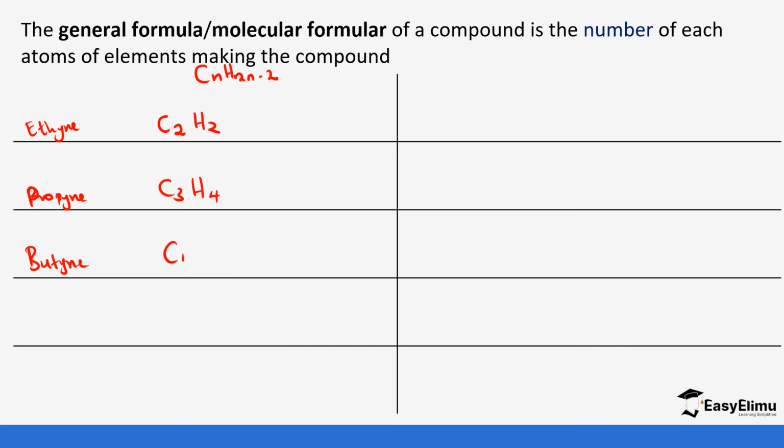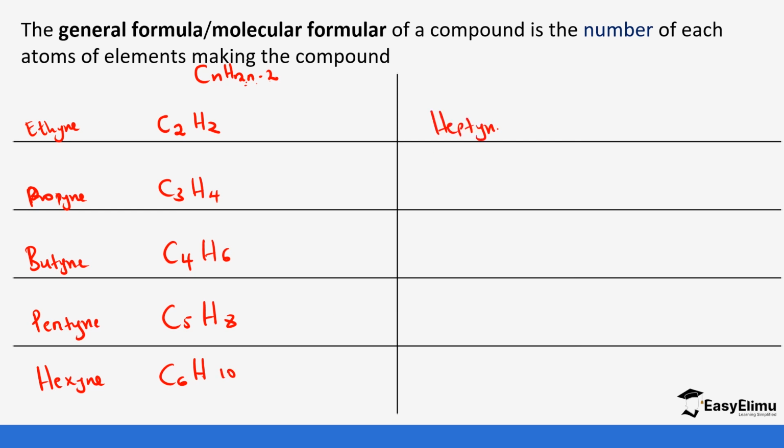And then we go to butyne, which is C4. 4 times 2 is 8. 8 minus 2 is 6. So H6. And then we go to pentyne, which is C5. So 5 times 2, 10. 10 minus 2 is 8. And then we go to hexyne. So C6H: 6 times 2, 12. 12 minus 2, 10. And then heptyne, which is C7.